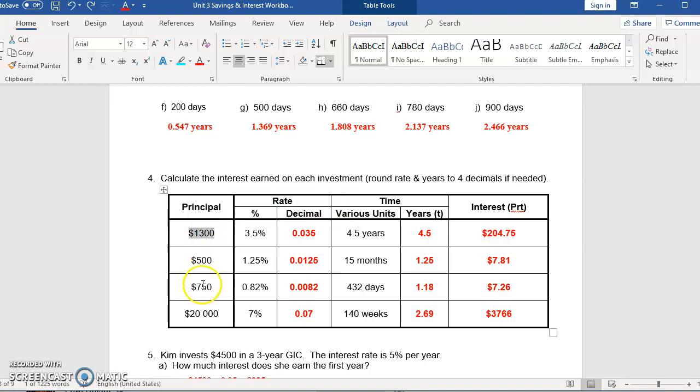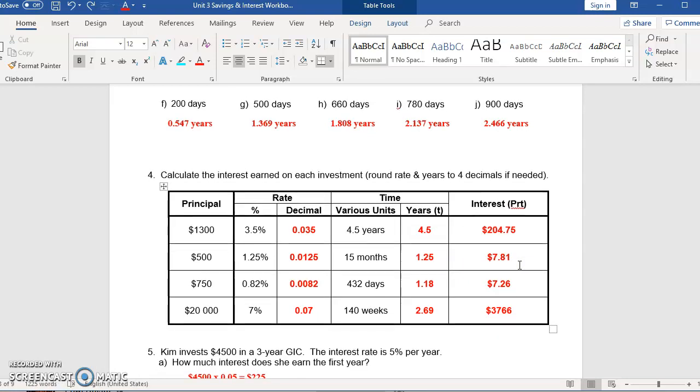Same thing for this one, and this one. Just take this amount, times it by the decimal version of the percent, times it by the amount of time that's in there. That's how much you're going to make in interest. Follow that formula, right? Interest equals principal times rate times time.